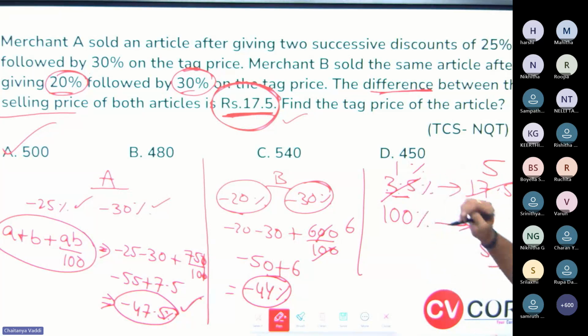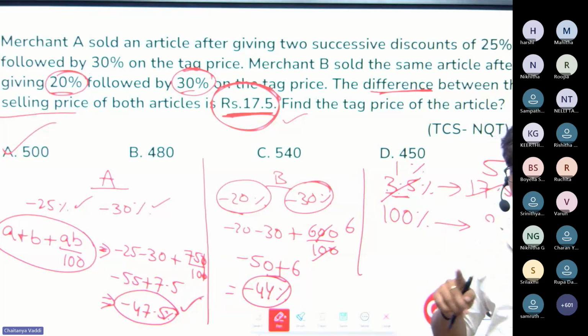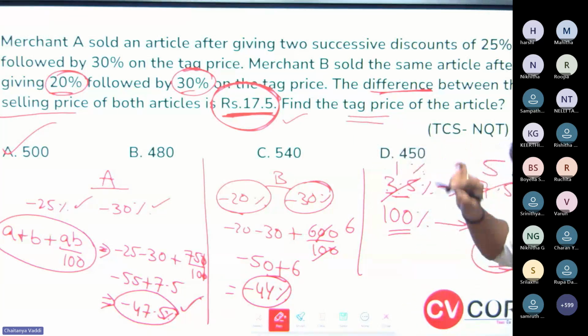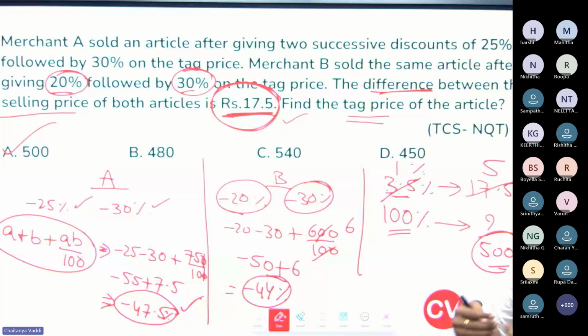How? Very simple. 3.5 two times. If you double 3.5, what's the value? 7, correct? When you double 7 again, it is 14. Again, when you add 3.5 to the 14, it will be 17.5. So 3.5 one time and 3.5 five times. So 1% is 5, 100% is 500. Why we are taking 100% is that they are asking for the tag price of the article. Tag price means it's the complete value.